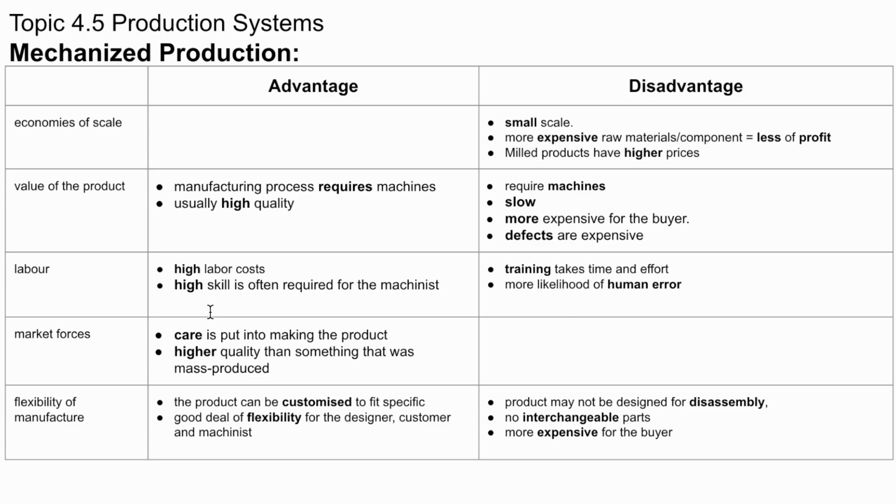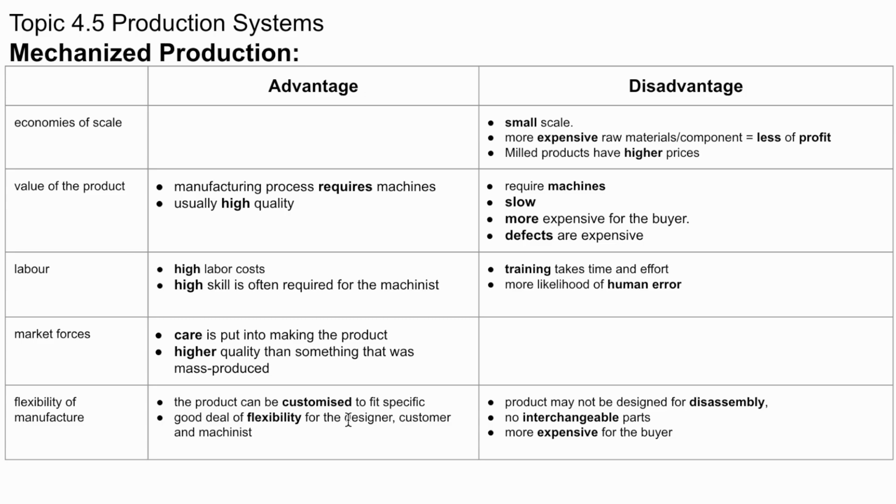You need a lot of skill. Highly skilled means highly paid. This also is a disadvantage because training takes a long time, and there's more likelihood of human error whenever humans are involved in some sort of production process. More care is taken for making the product, and you generally get higher quality products than, say, mass produced.